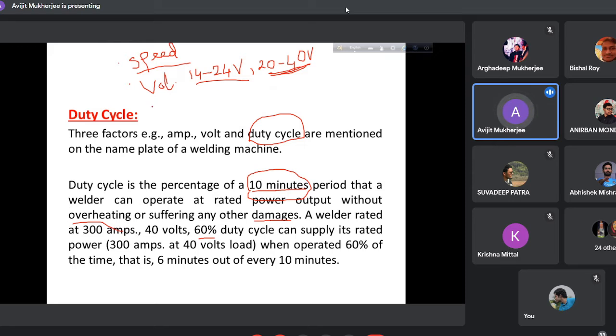And another parameter is amperage, that is current. Usually this is up to 500 ampere for manual operation. And this is why, because a maximum of 40 volt is used, we are not feeling any shock. Low volt operation.